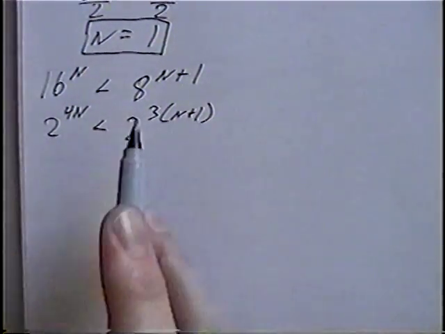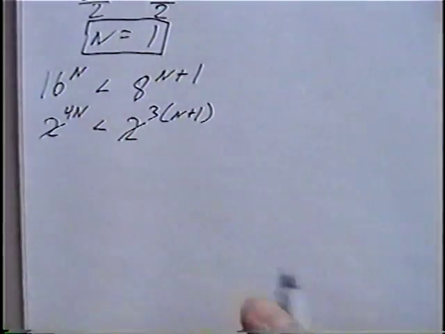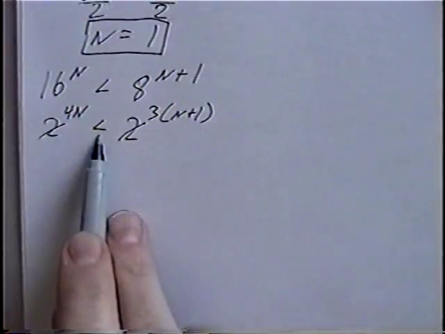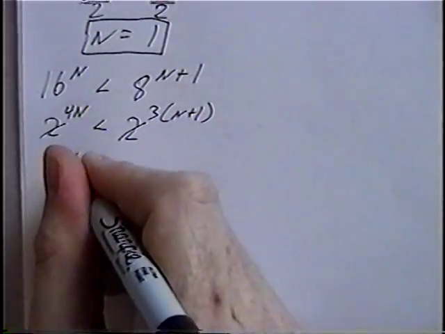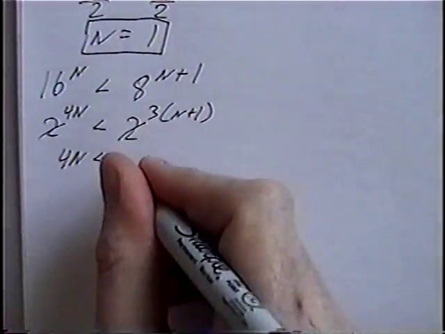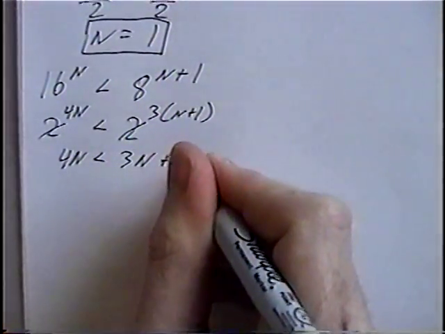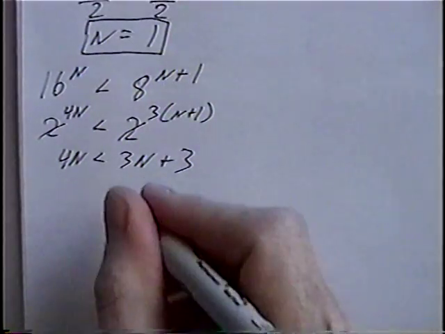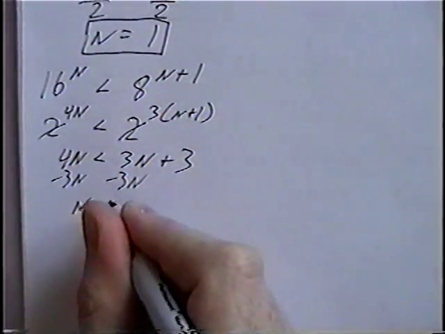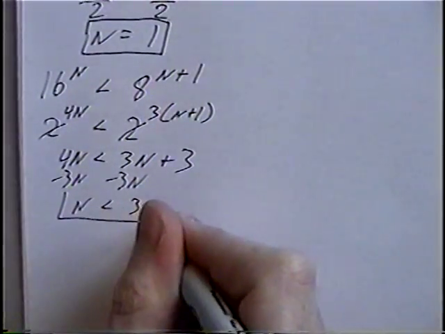And again, once your bases are the same, both are 2's, you can cross those off, and we'll set the exponents, in this case, less than each other. 4n is less than, the 3 we can distribute out, which would be 3n plus 3. And solving gets us the answer of n is less than 3.